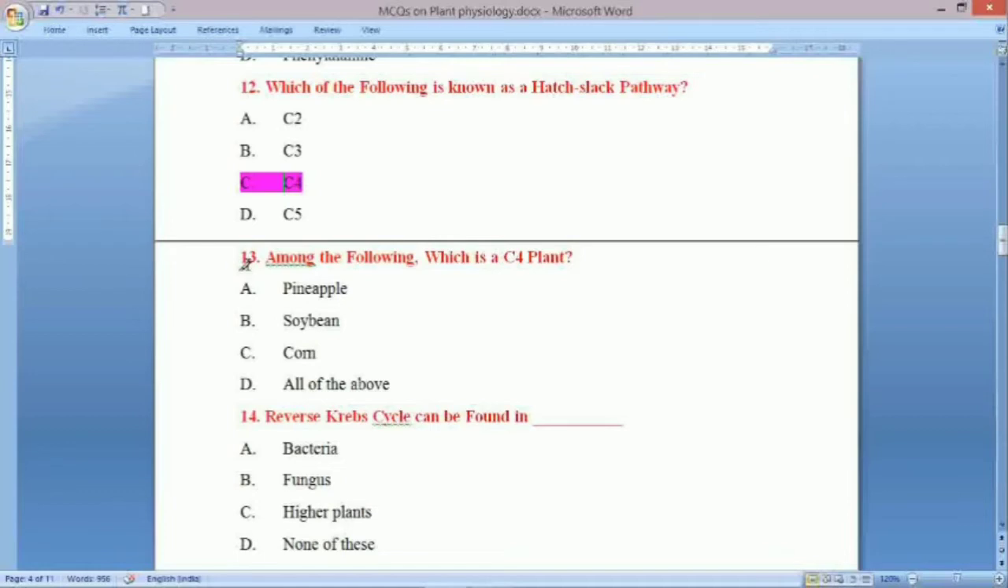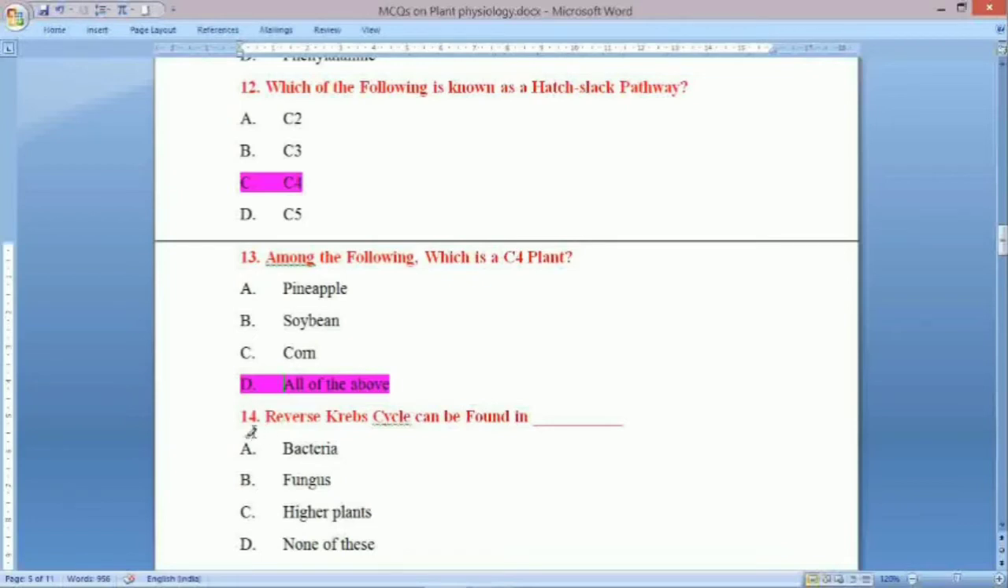Next question, question number 13. Among the following, which is a C4 plant? And option is A, pineapple, B, soybean, C, corn, and D, all of the above. And here the right answer is option D, all of the above.